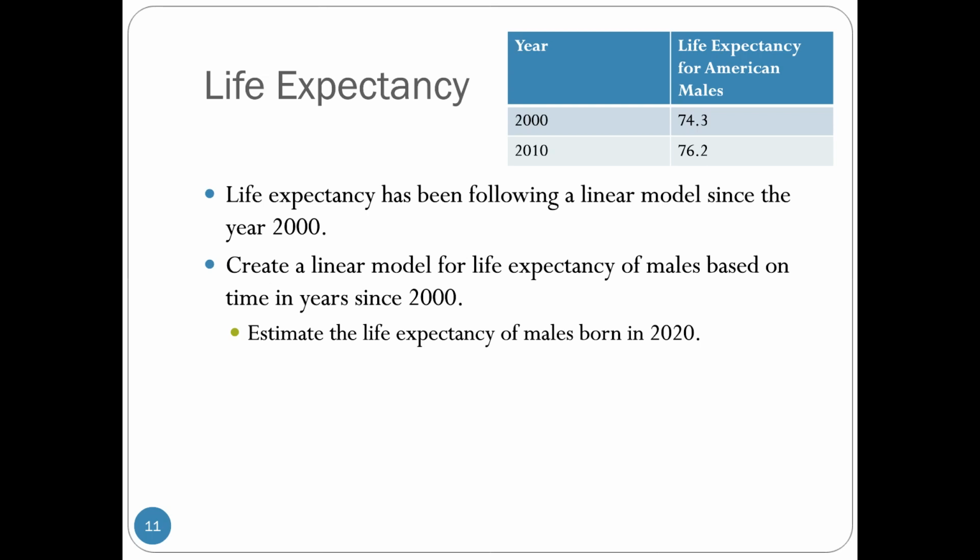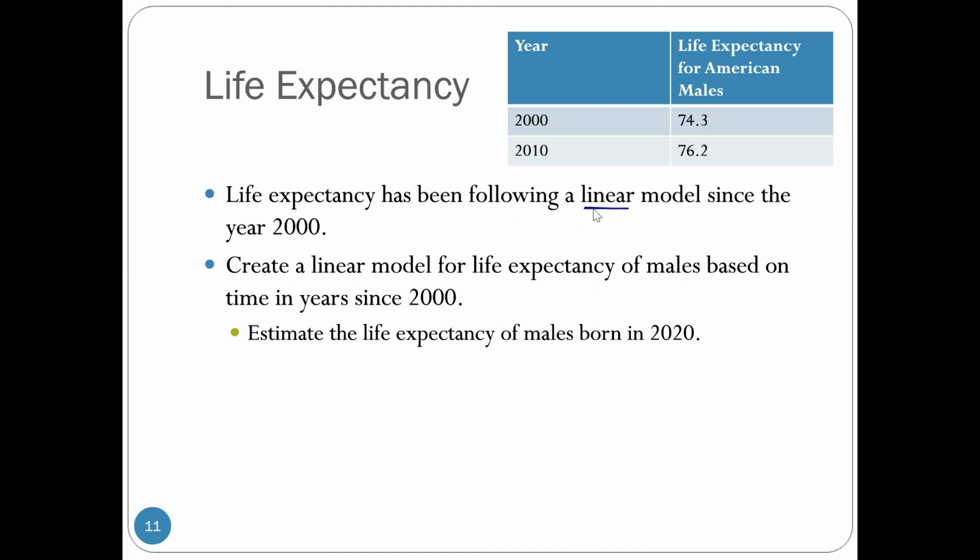For this example, we're looking at life expectancy for American males. And we have pretty old data here, 2000, 2010. Life expectancy is recalculated, and so with the new census data from 2020, we'll soon be able to update this to something more recent. And so we are told that during this time, it is following a linear trend since the year 2000. And that is really helpful because I know how to make linear equations.